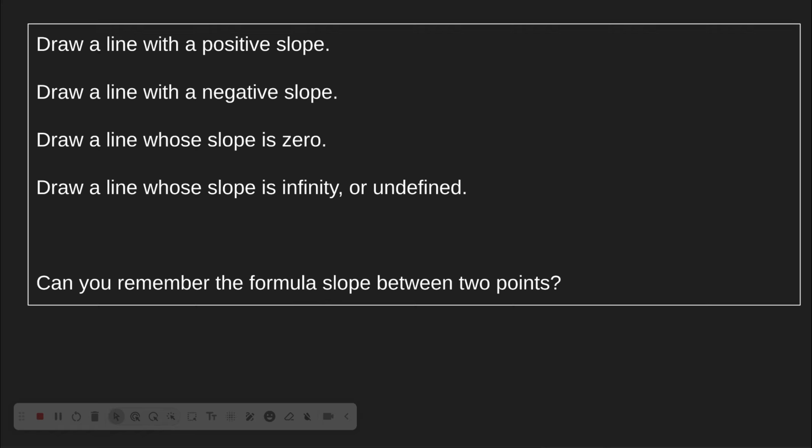Could you draw a line in your head with a positive slope? It would look like that, right? What about a negative slope? This is what you don't want your stocks to look like. Okay? Now here's where people get confused.